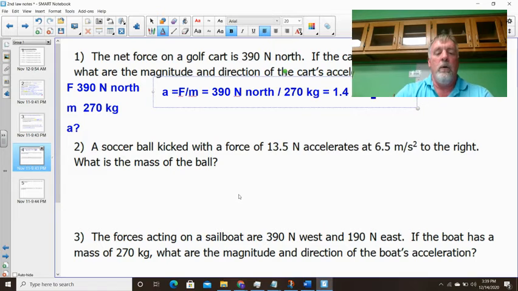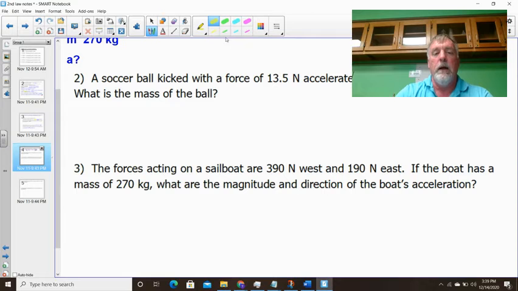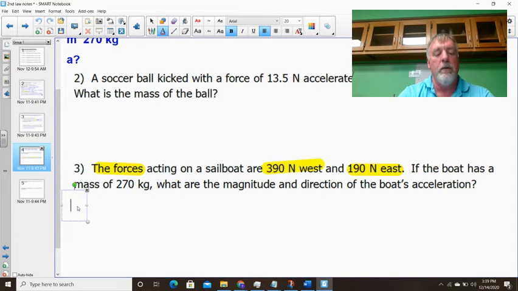So let's go ahead and look at problem number 3. The reason I like problem number 3 here is when you look at it, we've got 2 forces. The forces, it's plural. We've got one force, it's 390 to the west. We have another force, it's 190 newtons to the east. So when we go to calculate what our forces are here, we've got to be very careful.